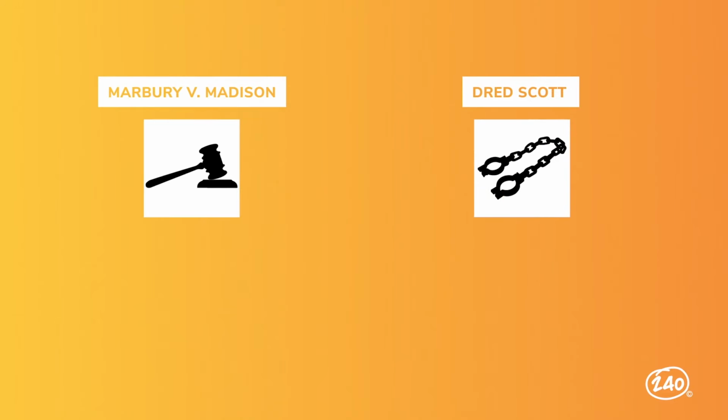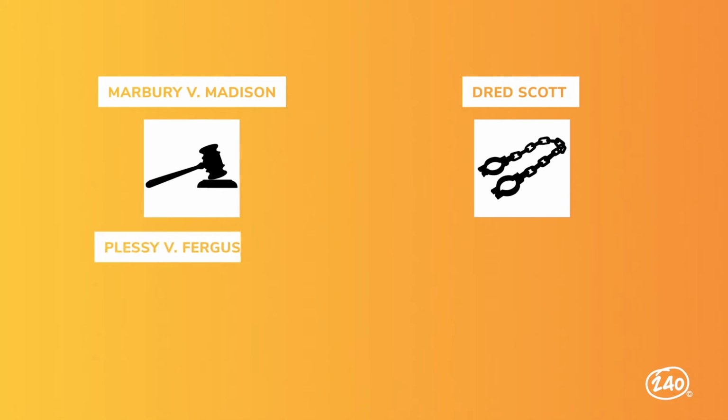And finally, for government, I've got 4 court cases that are likely to be on the test. The first is Marbury v. Madison, which established judicial review. Judicial review basically states that the Supreme Court can strike down a law that it deems unconstitutional. The second is the infamous Dred Scott decision, which said that slaves were property and they weren't entitled to the rights and privileges of citizens of the United States. That was overturned after the Civil War.